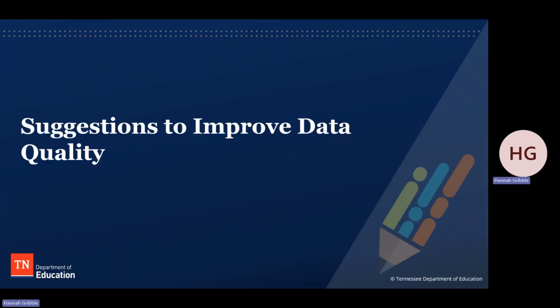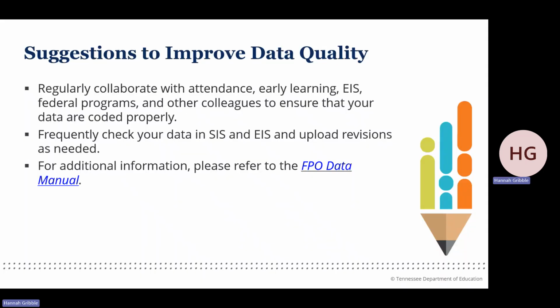Here are some suggestions to improve data quality. Regularly collaborate with attendance, early learning, EIS, federal programs, and other colleagues to ensure that your data are coded properly. Frequently check your data in SIS and EIS and upload revisions as needed. For additional information, please refer to the FPO Data Manual.